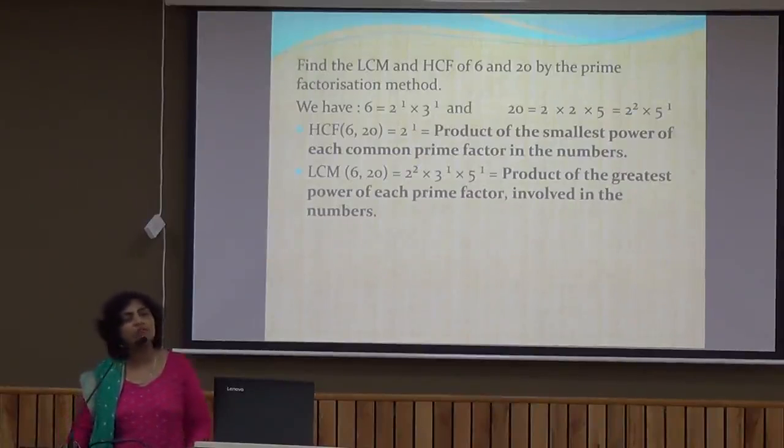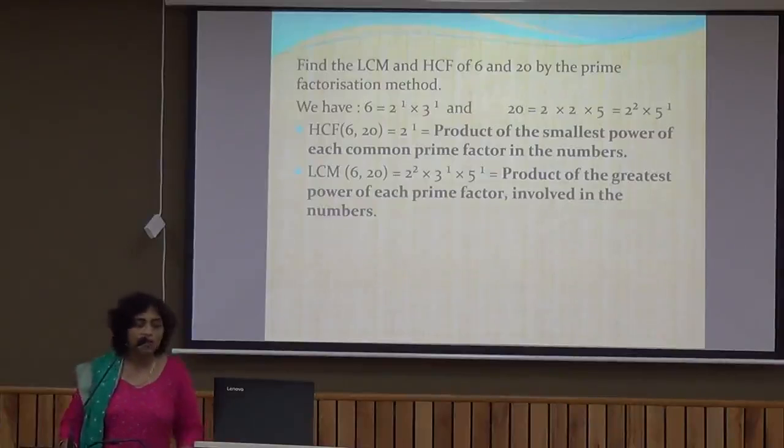Now for LCM, we will see all the factors. All the factors are 2, 3 and 5, and we take the highest powers of 2, 3 and 5. So we get 2 raised to power 2 into 3 into 5, and that gives you the LCM of 6 and 20.